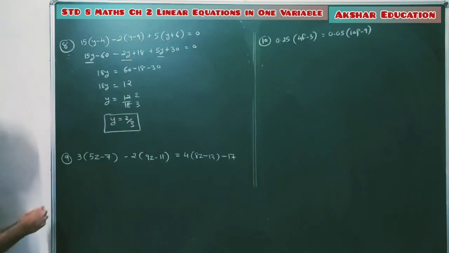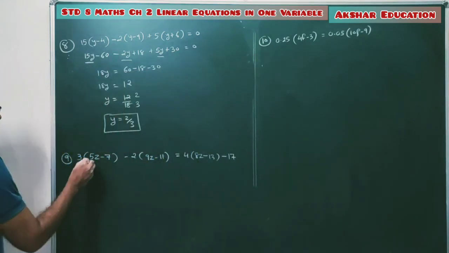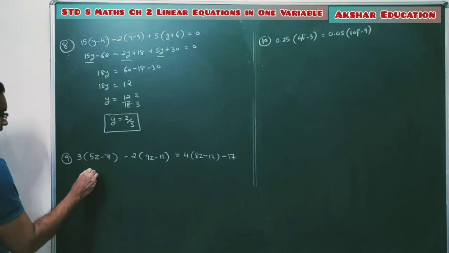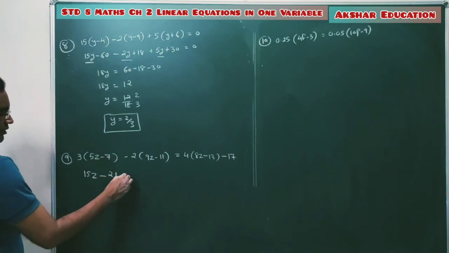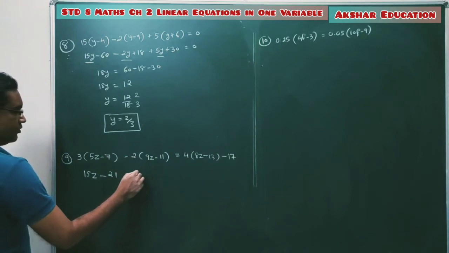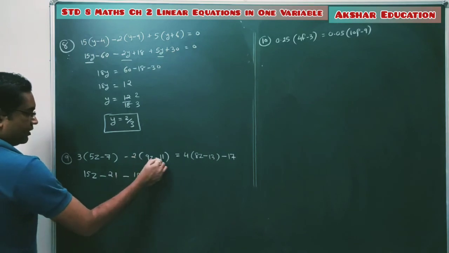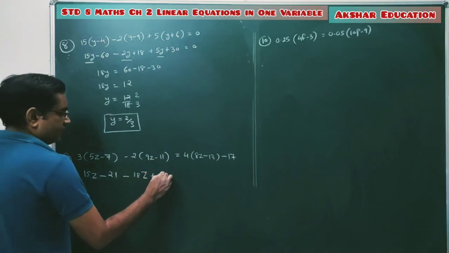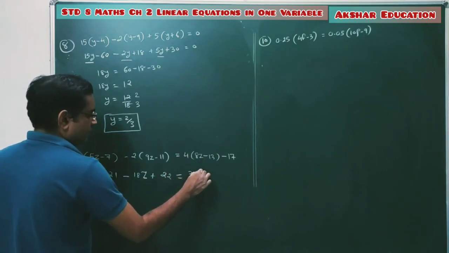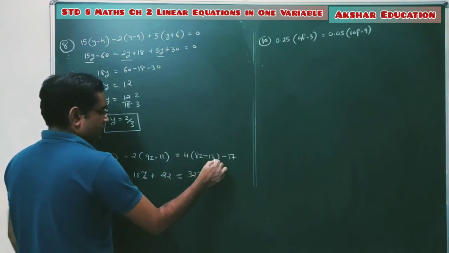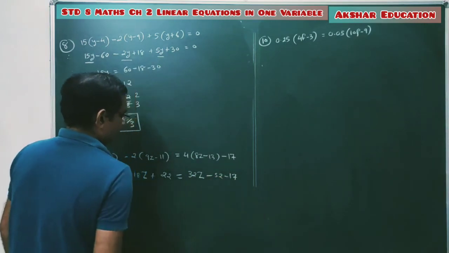Same sum. Verify the answer. Question number 8, 2 by 3. So 3 5s are 15z, minus 3 7s are 21. Now minus sign is there, so it's minus 2 9s are minus 18z, minus minus plus 2 11s are 22, equal to 4 8s are 32z minus 13 4s are 52 minus 17.